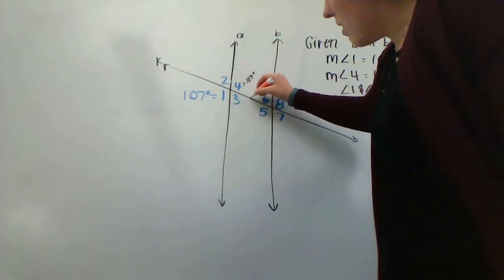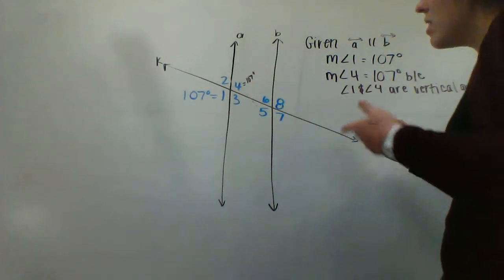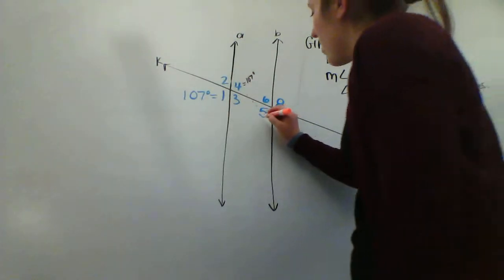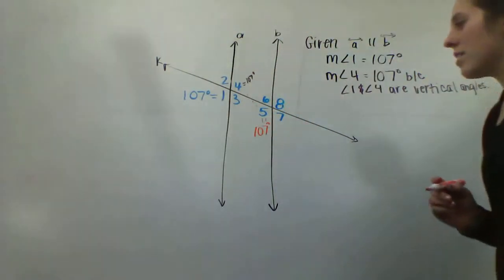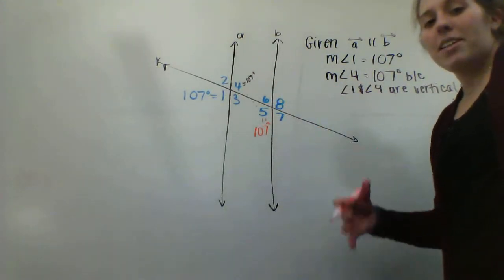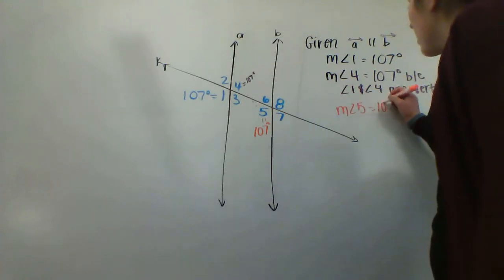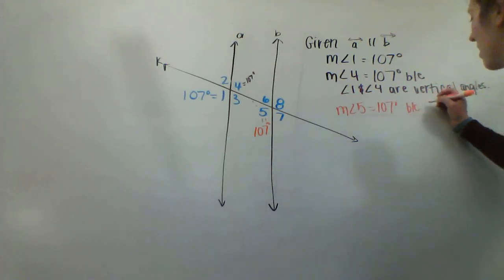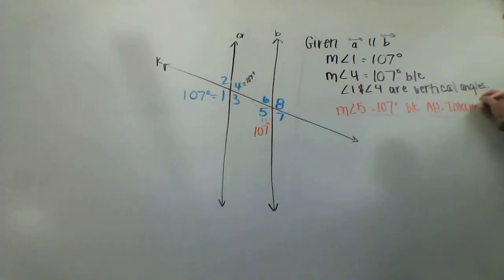Notice that 4 and 5 are alternate interior angles. So since 4 and 5 are alternate interior angles, we can also say that 5 is 107 degrees because alternate interior angles are congruent. So the measure of angle 5 equals 107 degrees because alternate interior angles.